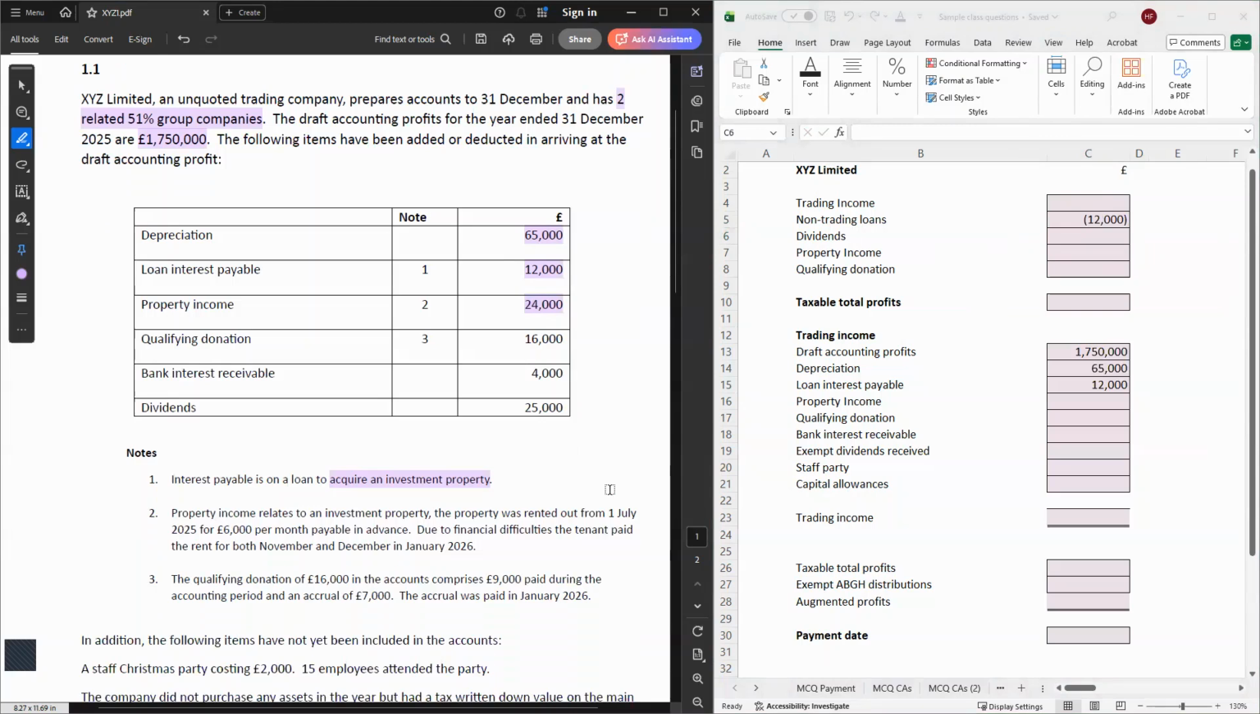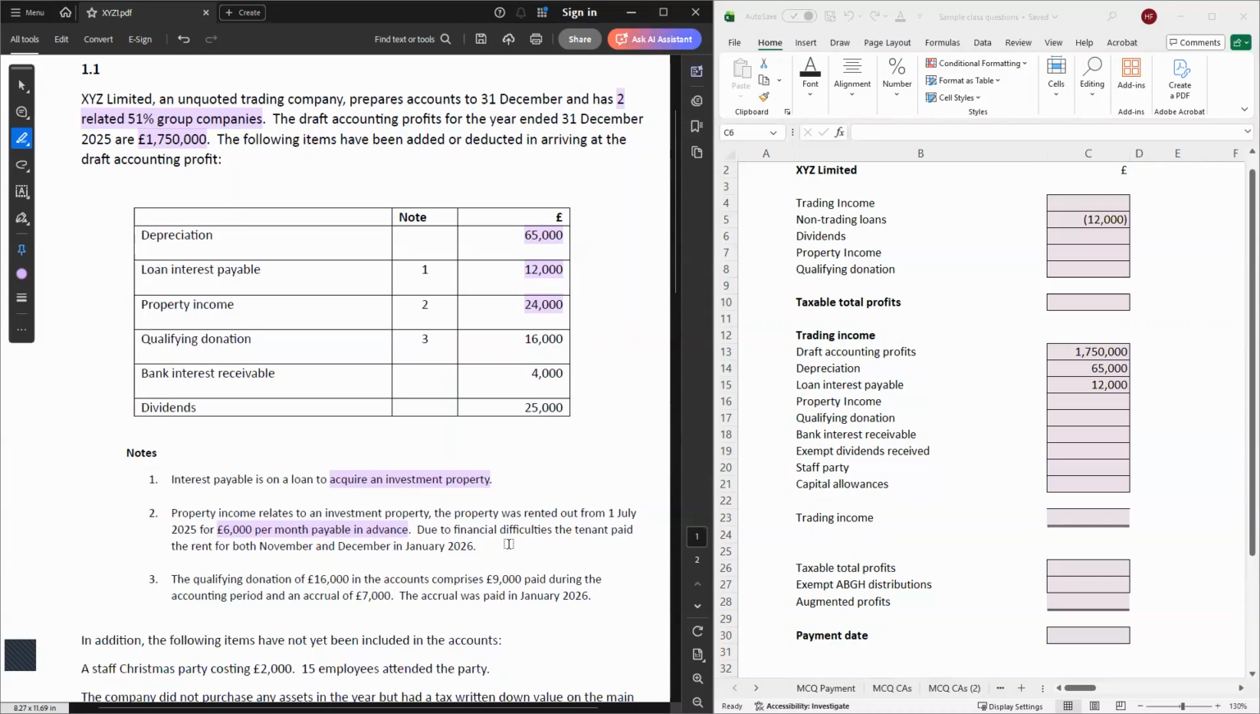The property was rented out from 1st of July 2025, so halfway through the year, for £6,000 per month payable in advance. Due to financial difficulties, the tenant paid the rent for both November and December and January 2026. So we can see here we've got 4 months rent, £24,000, and they haven't included the rent for November and December because it hasn't been paid yet.